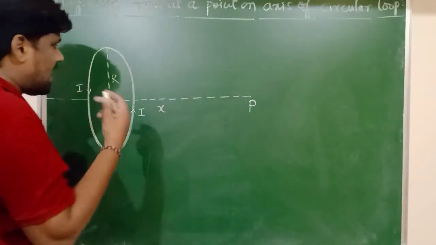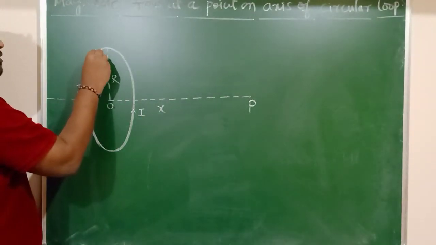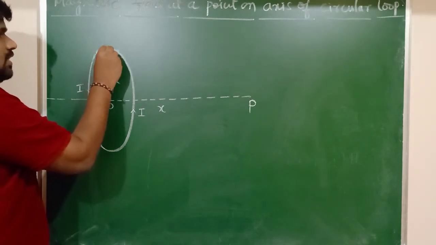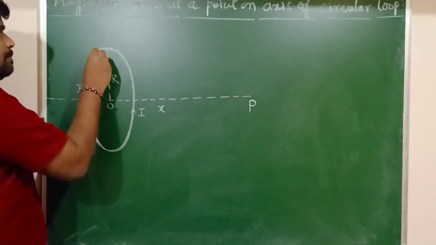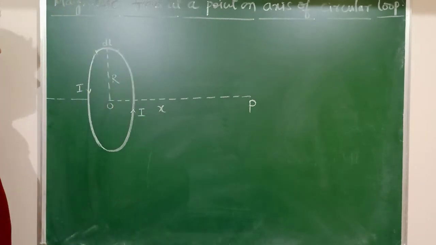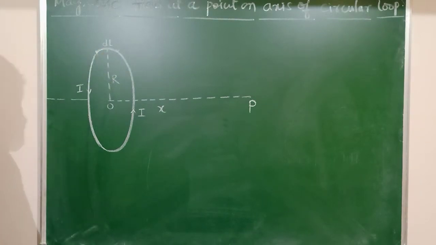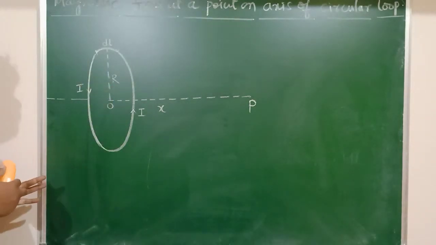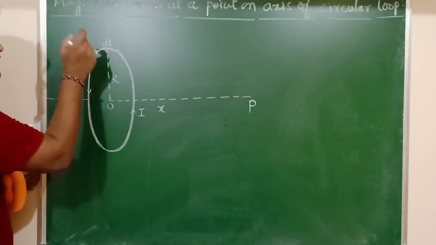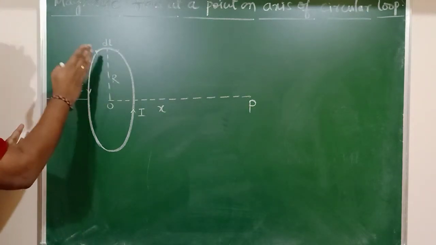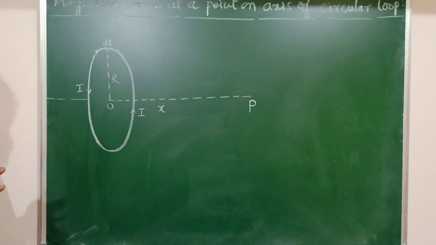Each part has the same length. Say for example, this is the first part that I am taking, and this part has a length of dl. dl is the length of a small part of a circular current loop. So this is dl. The entire circular loop is divided into a number of such small current elements, and each current element has the same length, which is equal to dl.